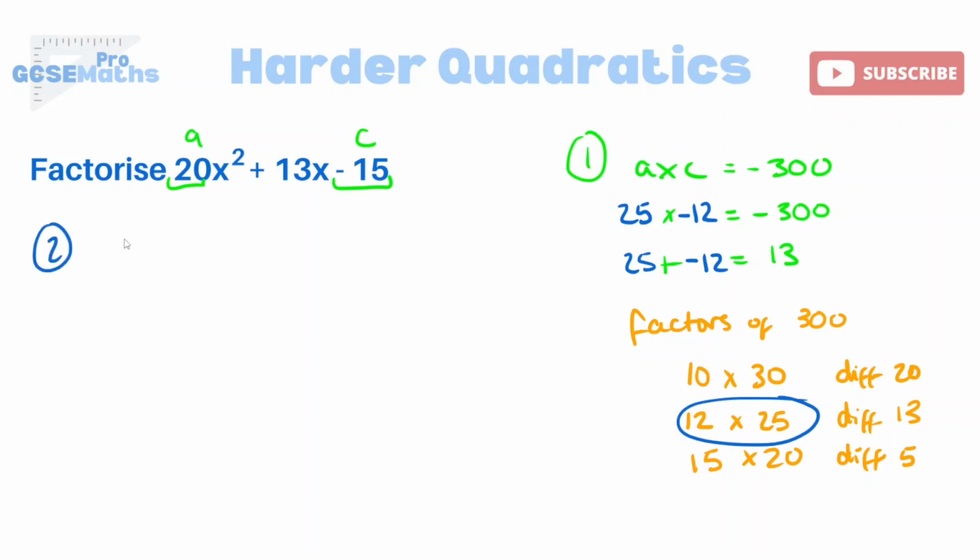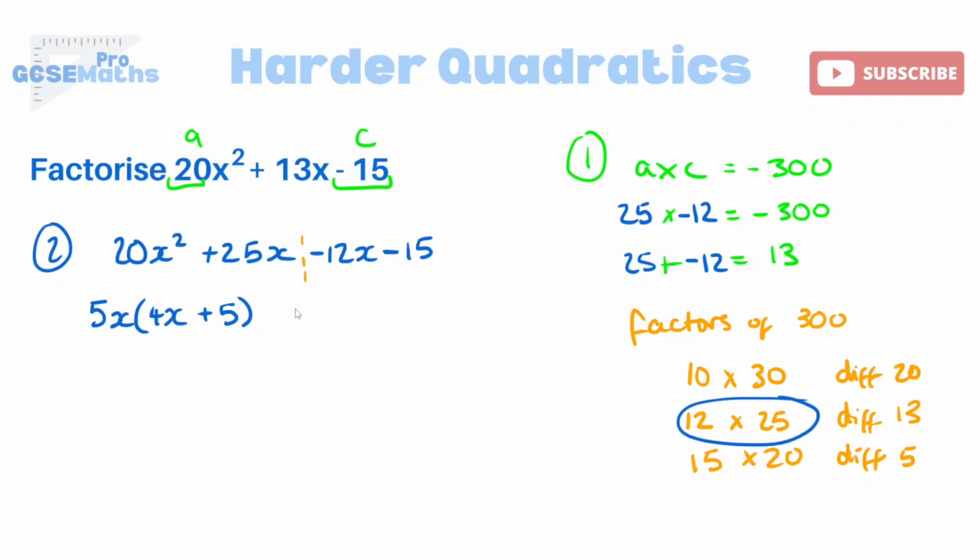So step 2, we rewrite the quadratic but split the middle term, the 13x, into these two numbers. Again, it doesn't matter which way around you write them. So I'm going to put plus 25x minus 12x, and then copy the rest, minus 15. We're not using the 300 anymore. Then we factorise both halves into single brackets. The highest common factor between 20x squared and 25x is 5x. Inside I then need 4x plus 5. So my second bracket is also going to have to be 4x plus 5.